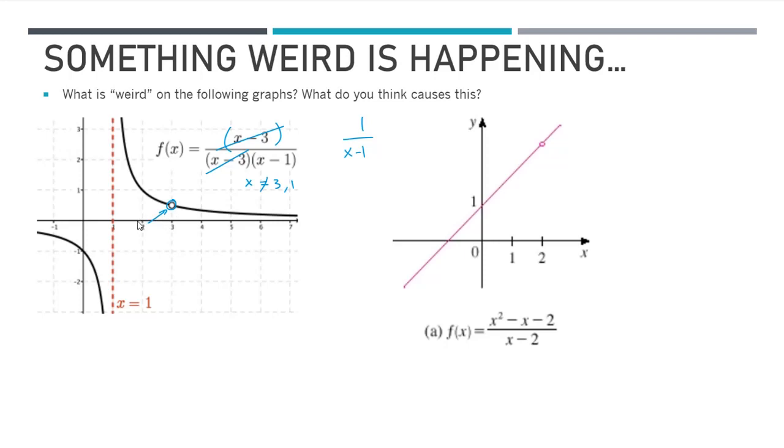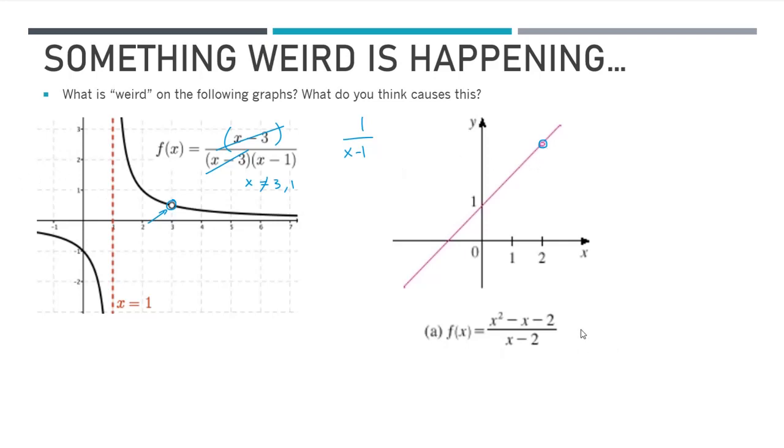Now we still have to acknowledge that our original didn't have this point, and that's what this open dot is telling us. Now our second one, it looks like it should be a quadratic. It's x squared minus x minus 2. How is that not a quadratic? We have a linear graph here. Well, one hint should be that we have a point of discontinuity, and that's this open dot.